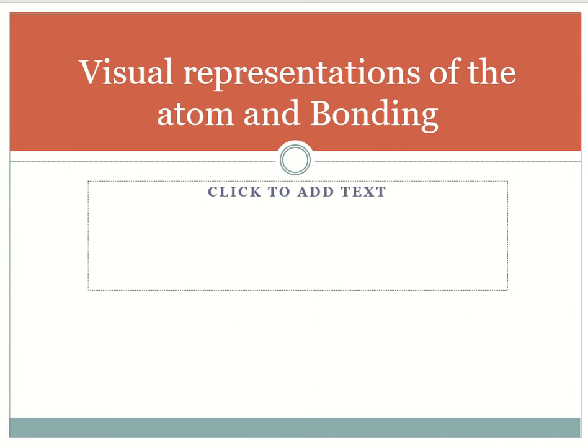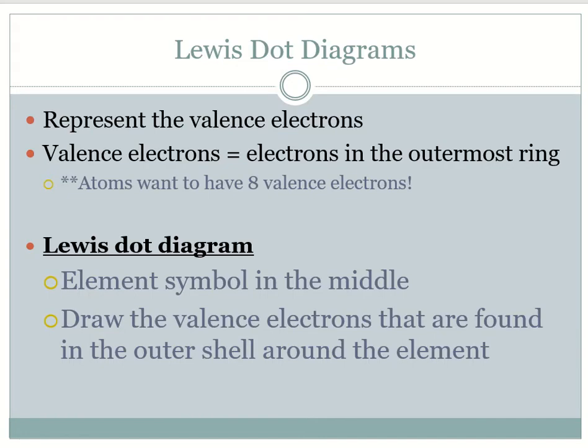Right, so today we're going to be looking at the visual representation of the atom, the Lewis dot diagram, and how that relates to bonding. So first, the Lewis dot diagram is going to represent the valence electrons, and those valence electrons are the ones in the outermost ring. Most atoms want to have 8 in their outer ring. We call that an octet.